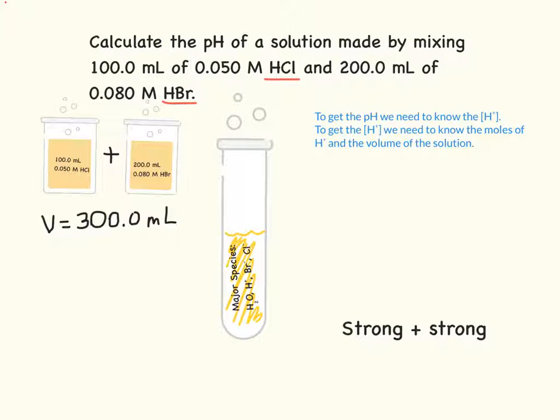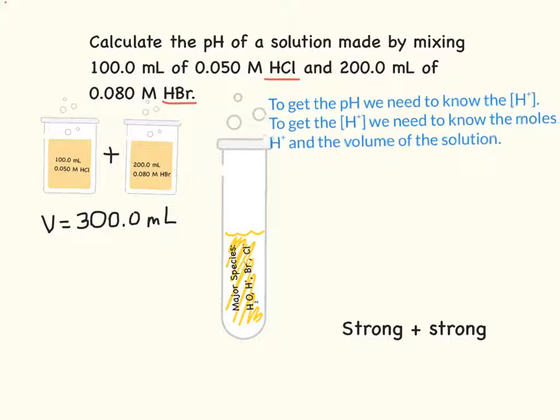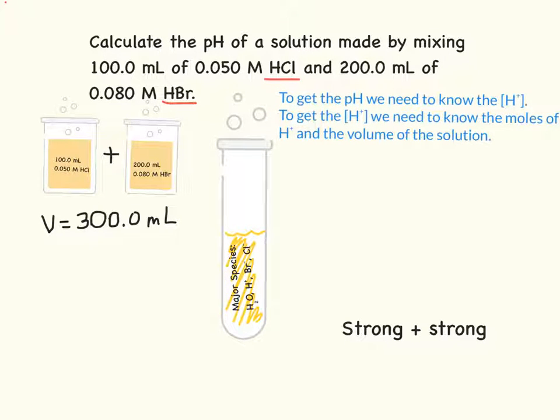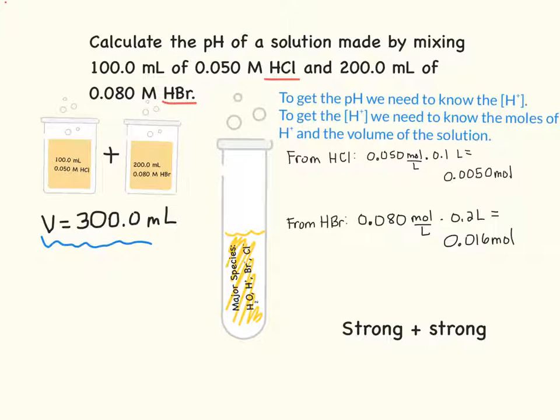Now that we've identified what we have in our solution, we need a strategy. Well, to get the pH, we need to know the H+ concentration. And to get the H+ concentration, we need to know the moles of hydrogen ion and the volume of the solution. Good news, we already have the volume of the solution. All we need is the moles of hydrogen ion. We have two sources of hydrogen ion. We have the HCl and the HBr.